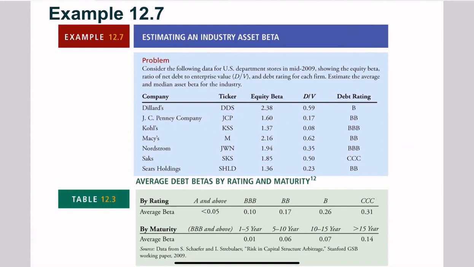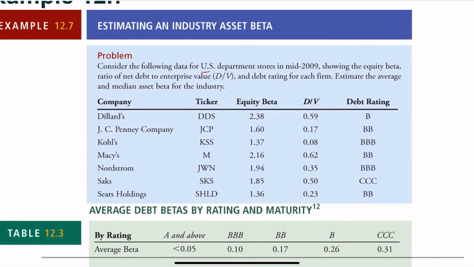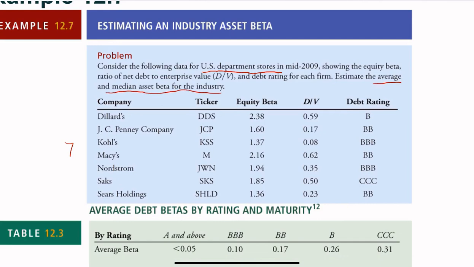Okay, now let's see this example here. We are looking at the US department stores, and here we have 1, 2, 3, 4, 5, 6, 7. We have 7 firms. And you can see that here we want to look for the average and median asset beta for this industry.